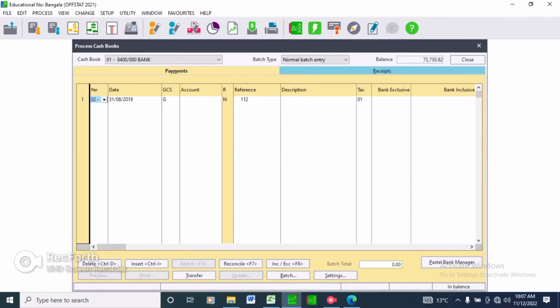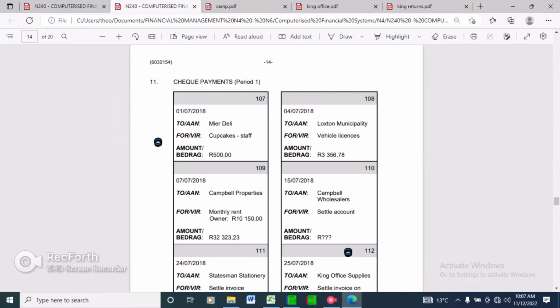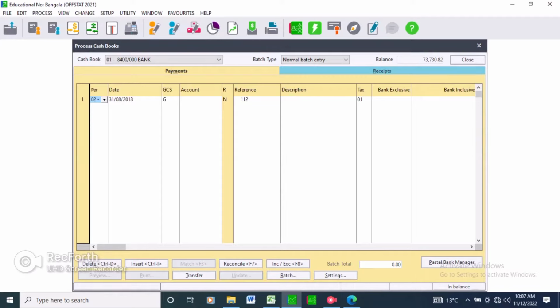Another thing, guys, you need to be aware of: just go to your question paper and check which period you're working under. As you can see, we're working under period 1. Then change your period, guys. Here, period 1. Okay, it's fine. Then let's go to your question paper.